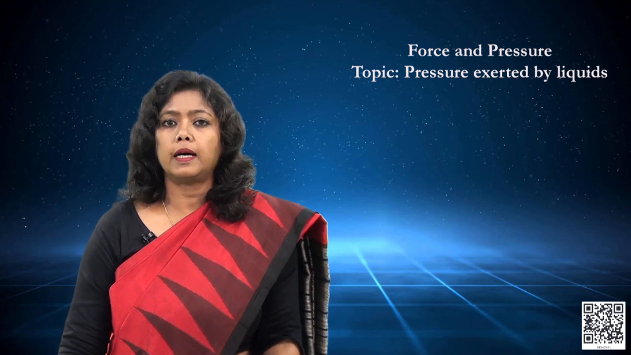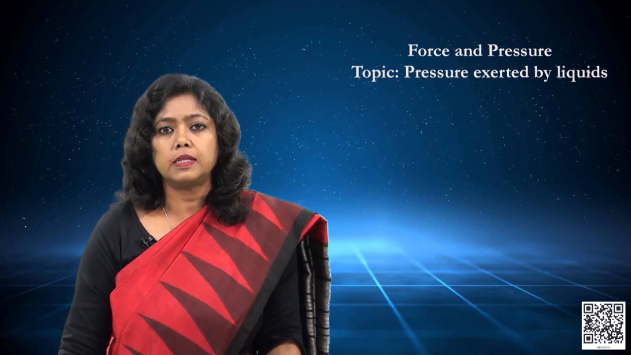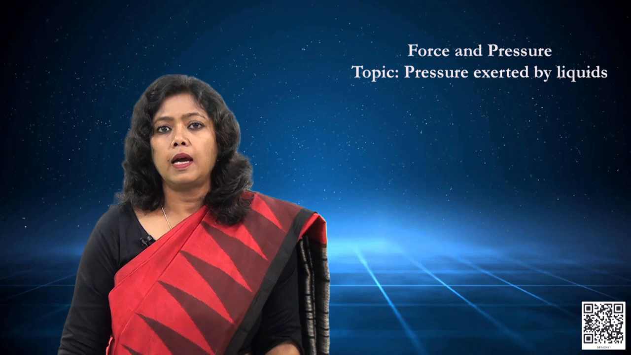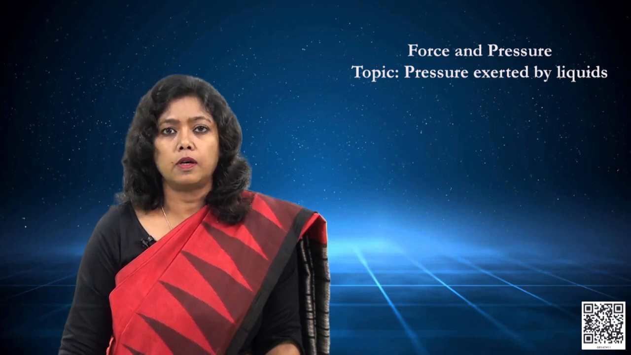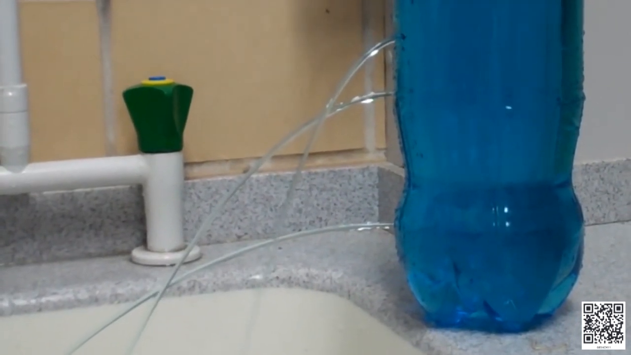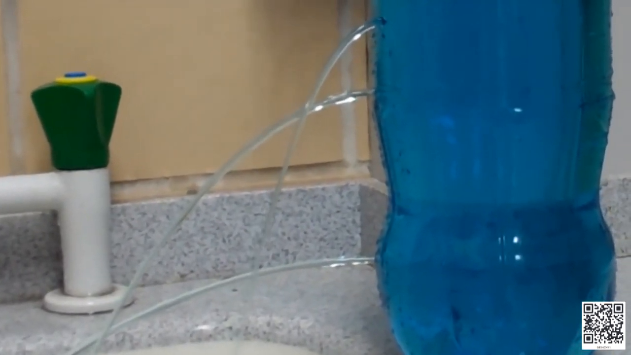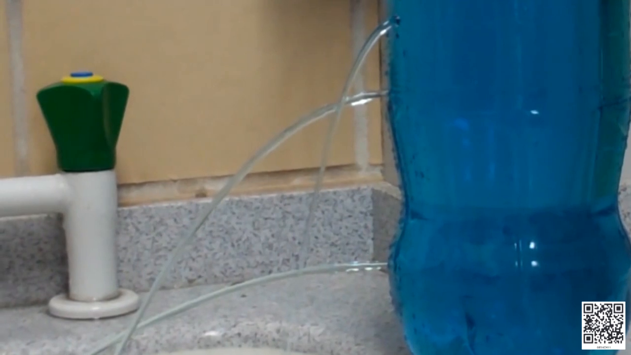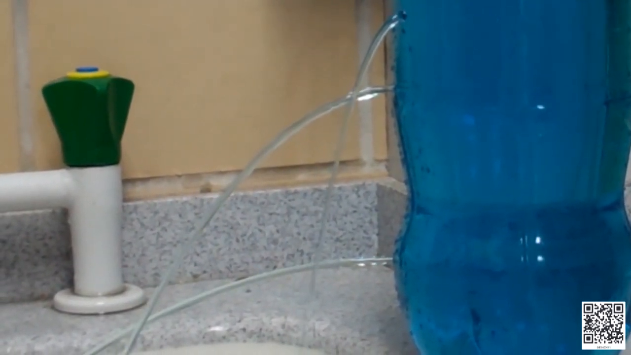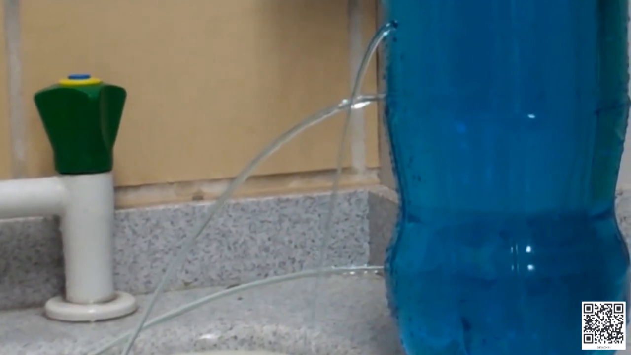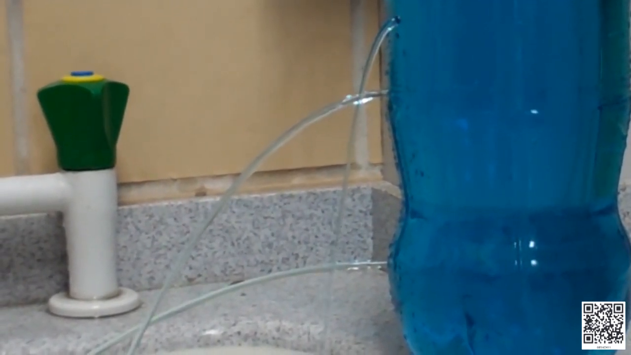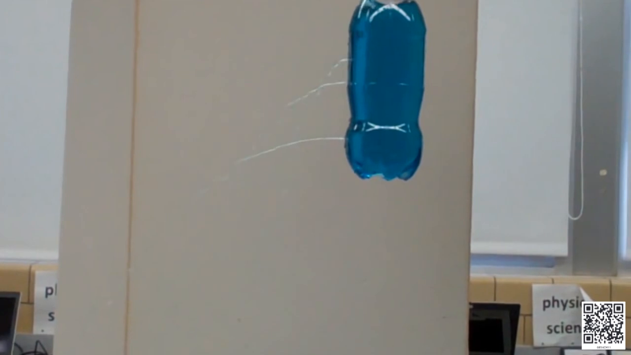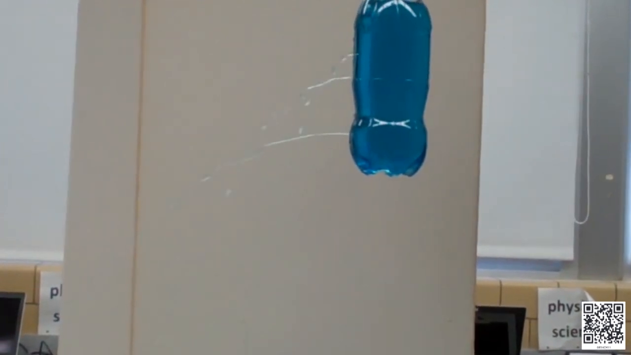Now, let me do another activity for you. I have a container. In the container, I have drilled some holes which are at different heights from the base of the container. Now, I fill the container with water. What do you observe? Do the streams of water coming out of the holes fall at the same distance from the bottle? Through which of the holes the stream is moving the smallest distance? Through which hole the stream of the water is moving the longest distance? Of course, horizontally. And what does it indicate?